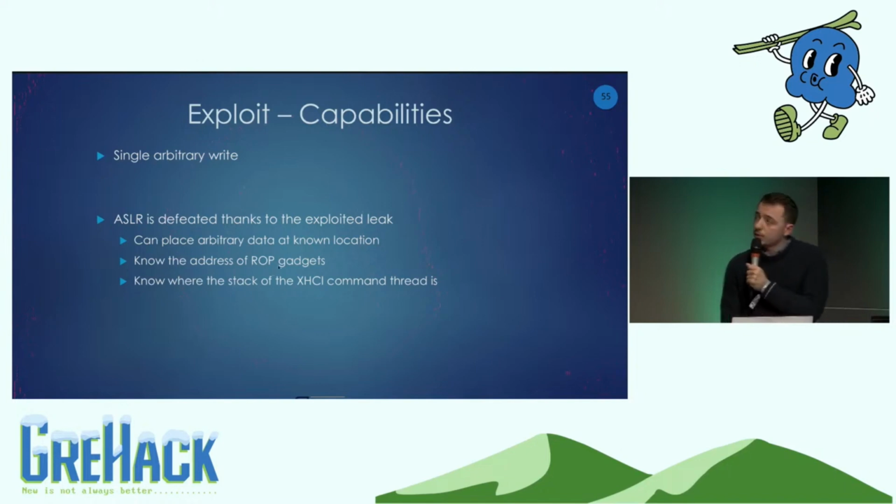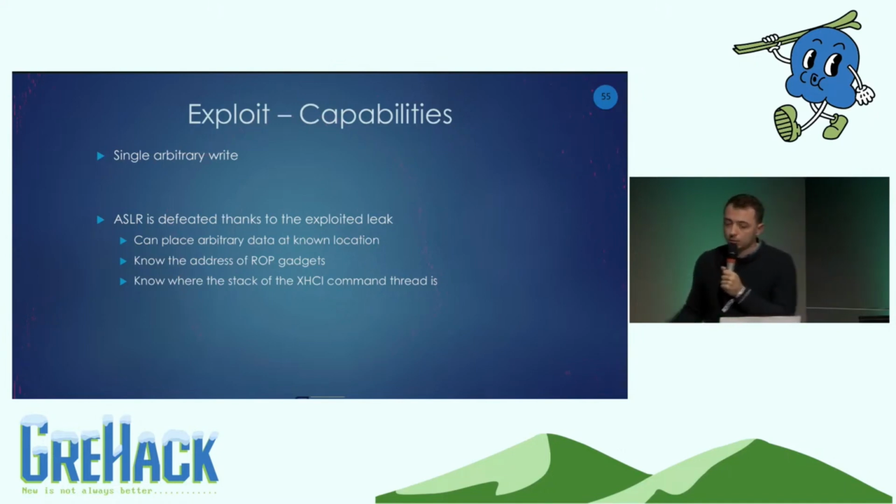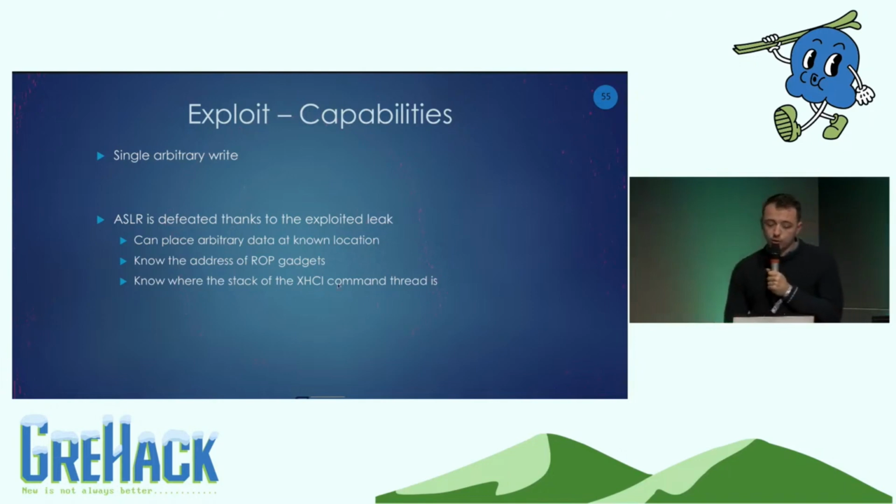So ASLR defeated gives us arbitrary data at a known location. It gives us the address of ROP gadgets, and specifically it gives us the address of the stack of a specific thread, the XHCI thread, which we leaked using the vulnerability. So we know where the stack of this thread is located.